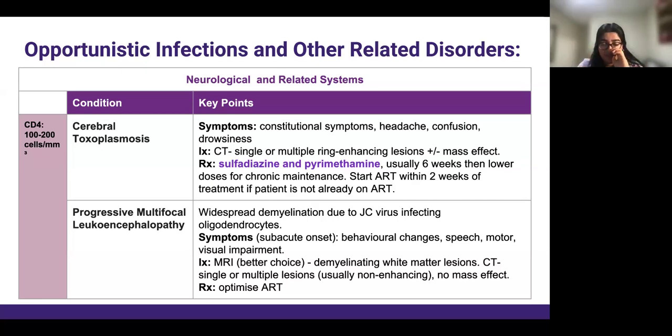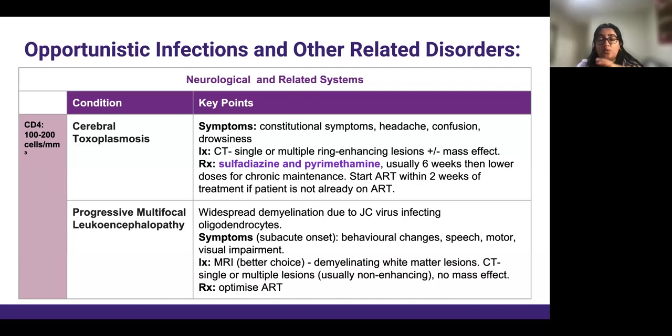It's given those two drugs. Basically, with toxoplasmosis, it's really easily confused with some of the other cerebral manifestations, and I'll speak about how to differentiate that in a bit. And then you have something called PML.